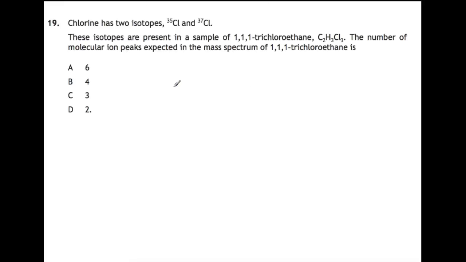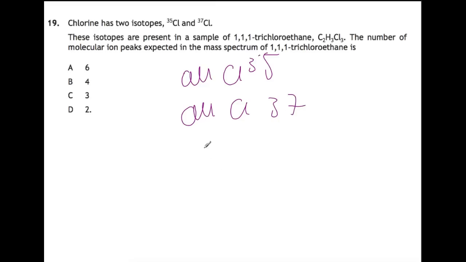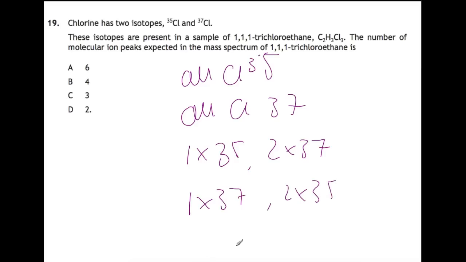in your sample. So there are different options for trichloroethane. Option 1 would be that all of the chlorines are 35. Option 2 is that all the chlorines are 37. Option 3 is that you've got 1 that is 35 and 2 that are 37. And then option 4 is that you have 1 that is 37 and 2 that are 35. So that gives you 4 options for the highest mass that you could see within this mass spec. So B is your answer.